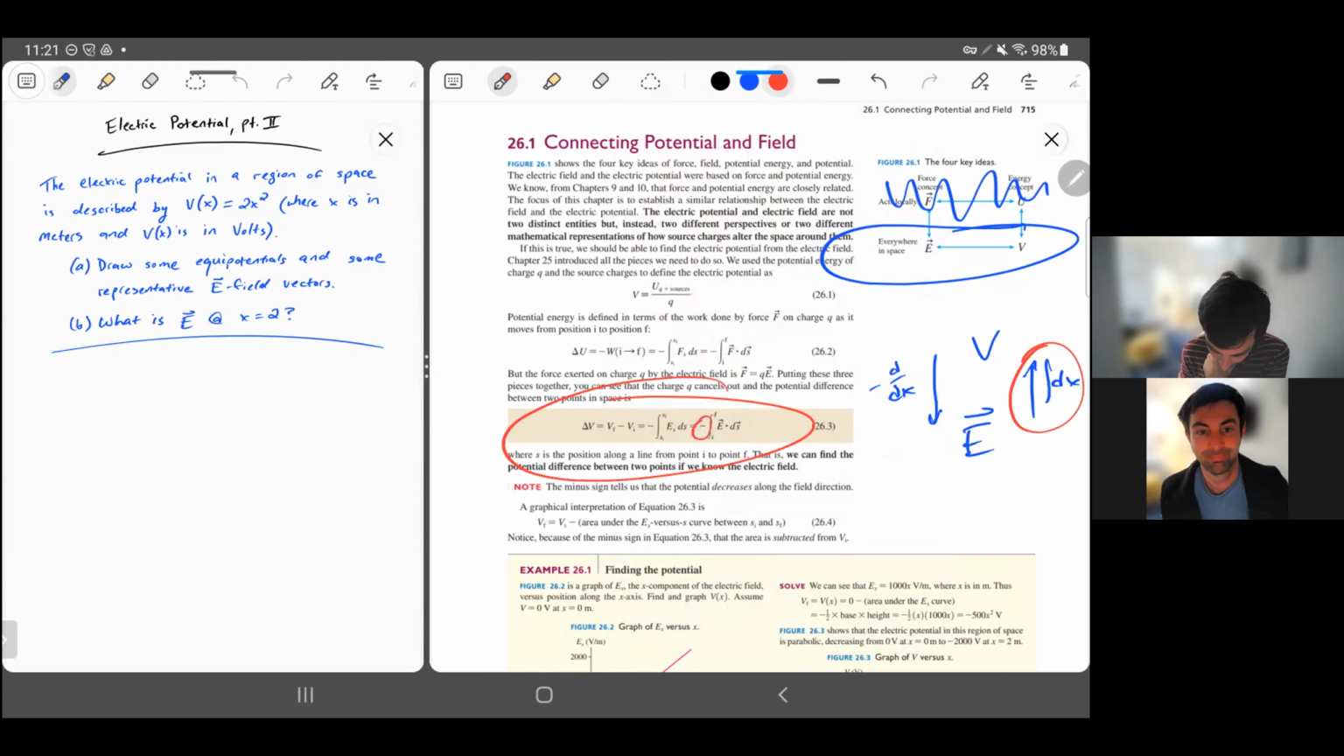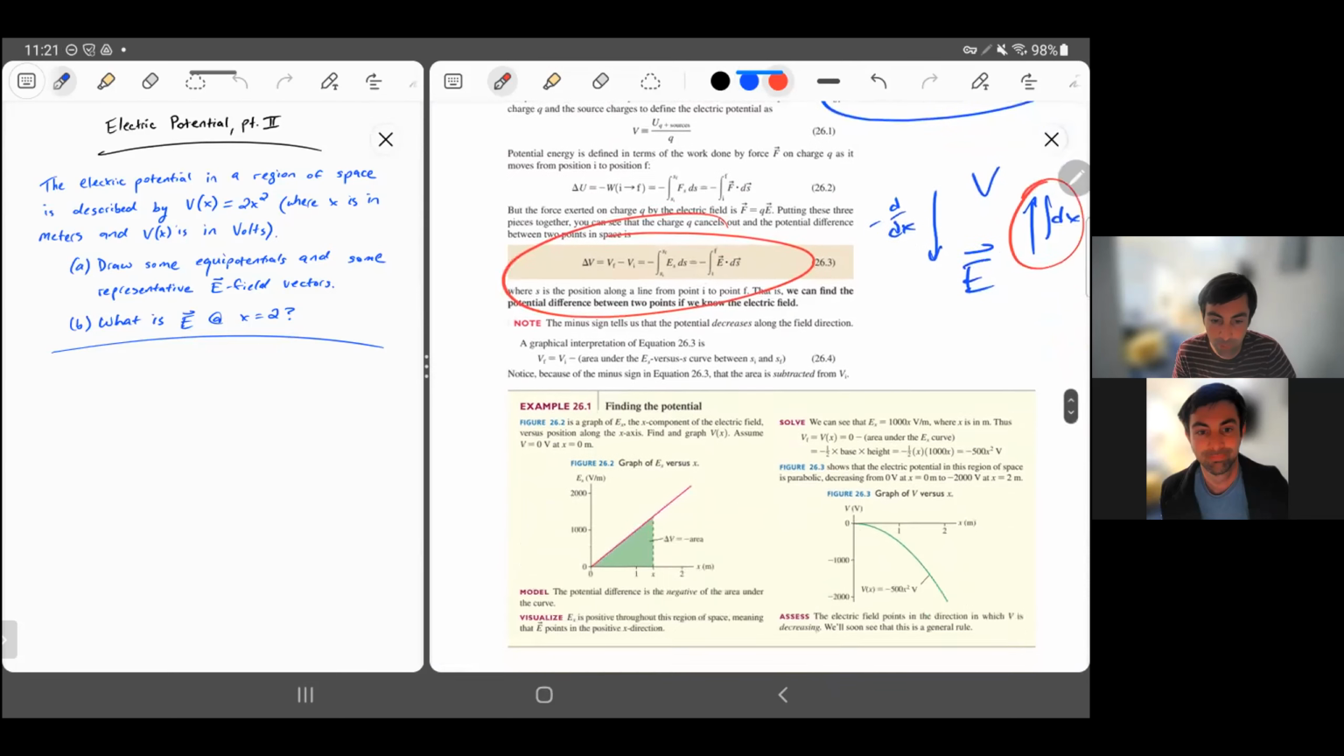Well, you always have this minus sign, but you need the minus sign because the electric potential goes down in that case. And if you're integrating along a direction that's opposite E, then integral E dot ds is negative, and with this minus sign here, your delta V is positive.